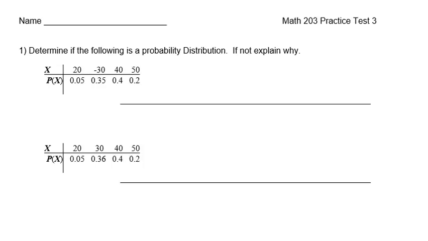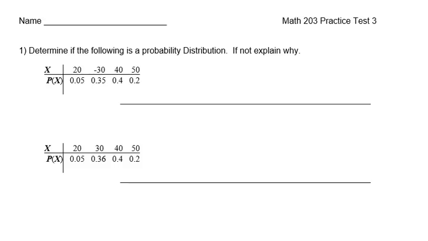Okay, everyone, you should be attempting to work these problems prior to watching the video. So, determine if the following is a probability distribution, and if not, explain why. A probability distribution tells you the probabilities associated with all possible outcomes. Now, since it's a probability distribution, any particular outcome has a probability between 0 and 1.